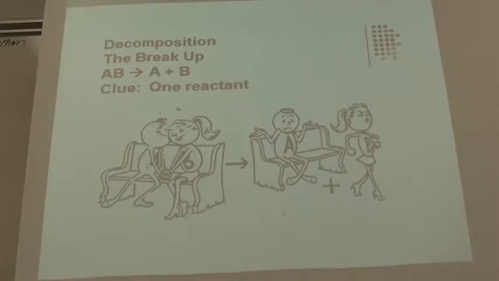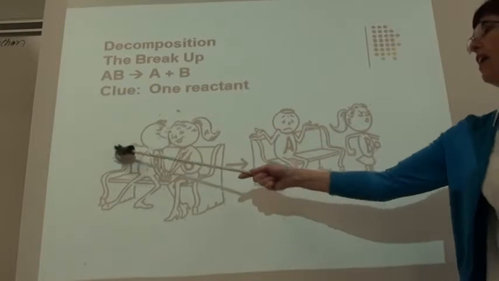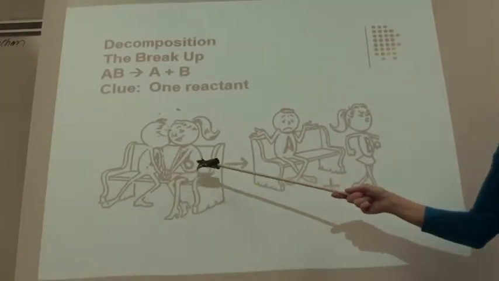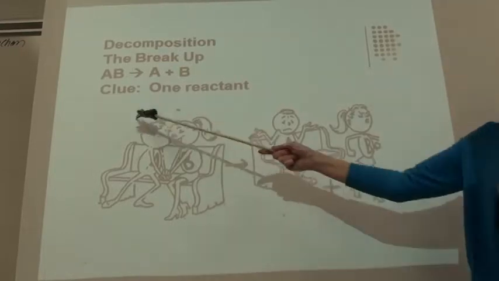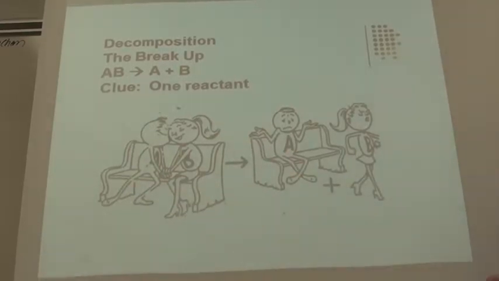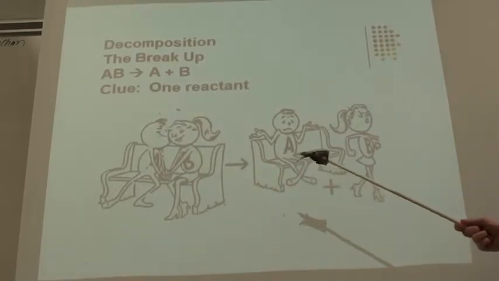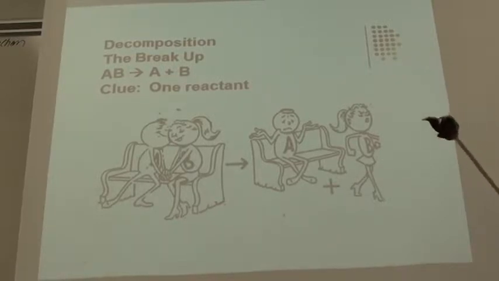Okay, the second type of reaction that we're going to talk about is the decomposition reaction. So here we have our lovely bonded couple, A and B bonded together, and they're sitting on the bench talking about the prom. And A says to B, hey baby, I'm all excited about going to the prom. You know what? I got a car lined up and everything.